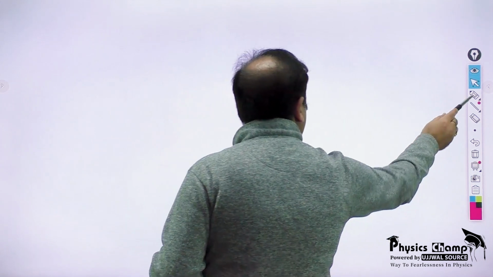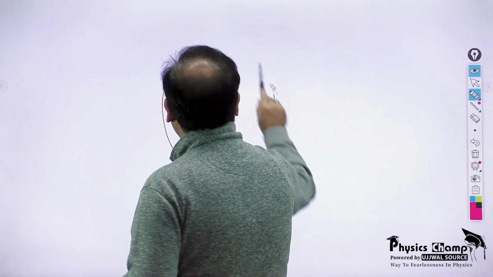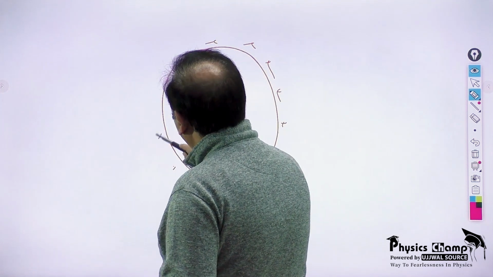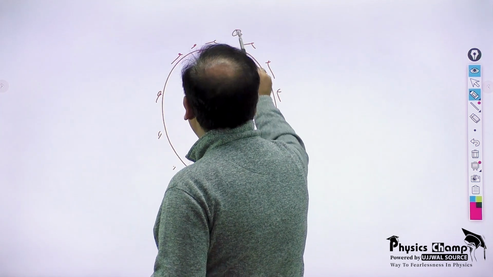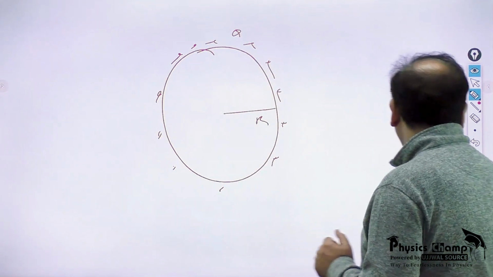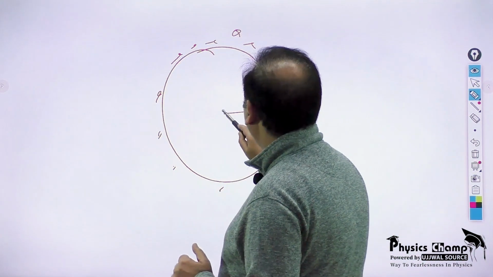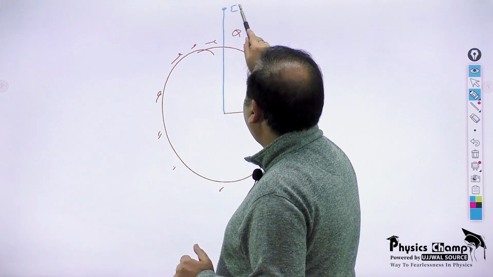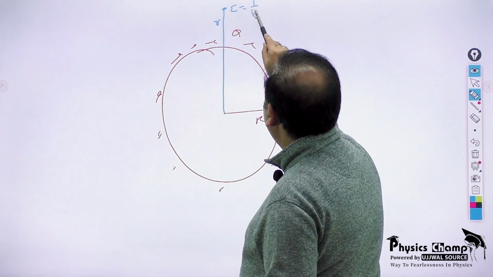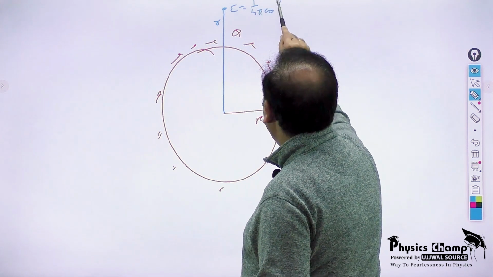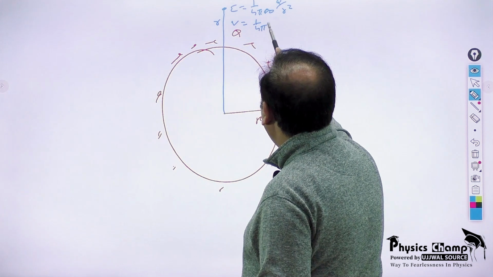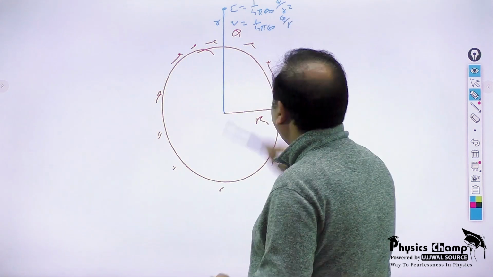In case you have a charged shell, obviously the charge resides at the surface only, and this charged shell has got a radius capital R. When we are looking for the electric field outside, it behaves as though the whole charge is situated at center, maybe at a distance r. So it will be 1 by 4 pi epsilon naught q by r square. And similarly for the potential it will be 1 by 4 pi epsilon naught q by r.